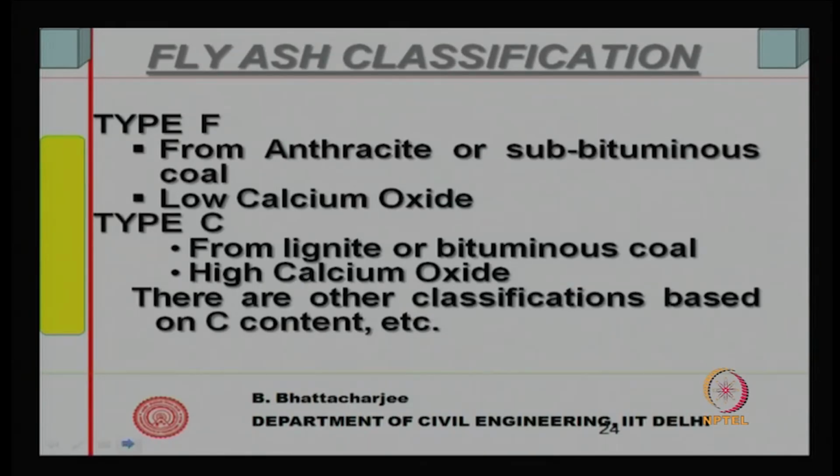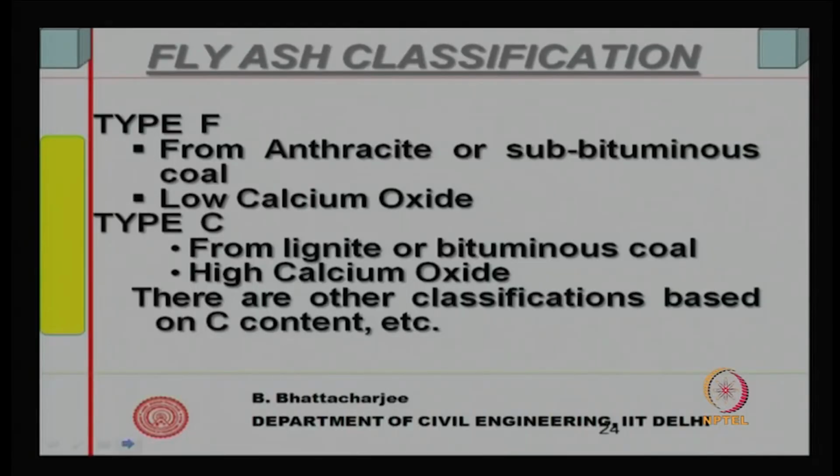So, classification, now I can talk about the classification of fly ash. There are many ways of classifying fly ash, but the ASTM classification is based on the lime content. There are other ways of classifying, but the most commonly adopted classification is based on lime content, and that is the ASTM classification. So, we have two classes, class F and class C, type F or type C.